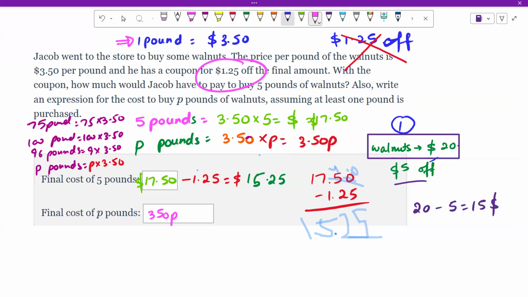It's not times, it's minus, since it was an off. So minus 1.25. So it should be 3.50p minus 1.25. So that's our final expression. We have to check if they are giving an off, or if they are saying that we are adding, or something is more. Depending on that, we will have to solve the particular question.